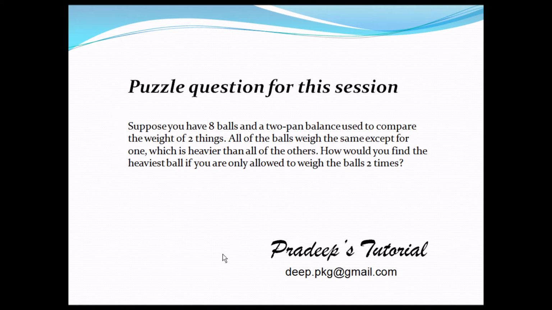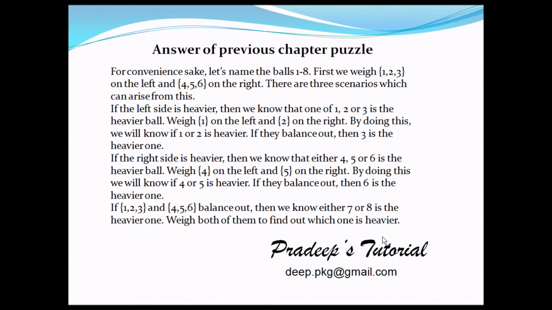Okay. So the answer for this question is, let's name the balls 1 to 8. First we weigh 1, 2, 3 on the left and 4, 5, 6 on the right. There are three scenarios which can arise from this. If the left side is heavier, then we know that one of 1 to 3 is the heavier ball. So we'll take 1 on the left side and 2 on the right side. By doing this, we'll know if 1 or 2 is heavier. If they balance out, then 3 is the heavier one. So in the second chance only you'll be able to know.